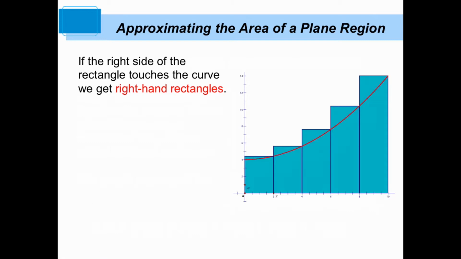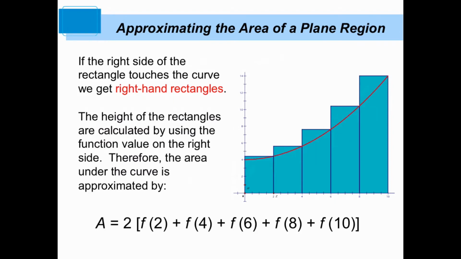Right-hand rectangles. Same idea, same picture, drew my vertical lines. This time, however, when I go up the right-hand side of the rectangle, when I hit the graph, I come across the other direction. Come up the right-hand side, hit the graph, come across, etc. Any idea what that's called? Overestimate, correct. The area of the rectangles will be bigger than the actual area under the curve. And notice my f of things changed. In the other one, we went 0, 2, 4, 6, 8. This one goes 2, 4, 6, 8, 10, because, again, we're looking at where it hits the curve.